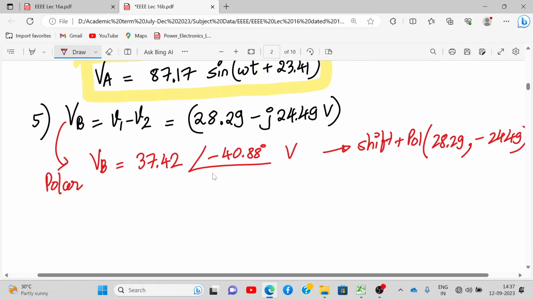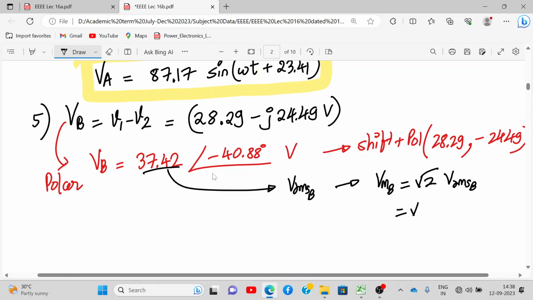Yes. But what is this? It is the VRMS value, right? We want the peak value, Vm. So what will it be? Root 2 times VRMS. So root 2 times this value. How much is this? 52.92.